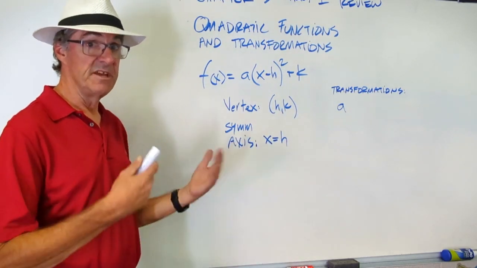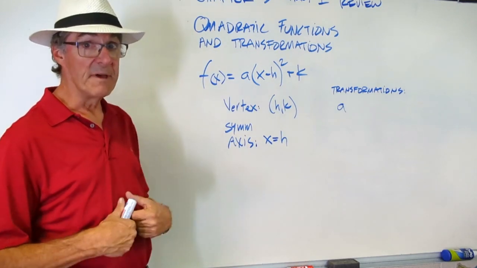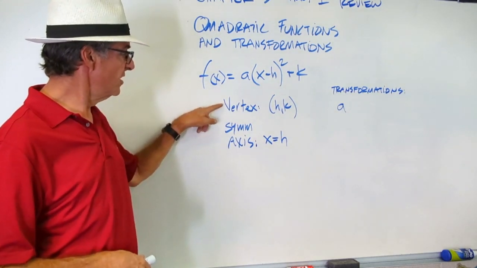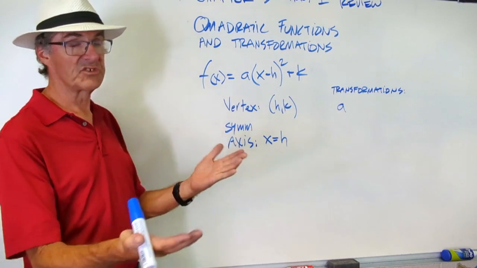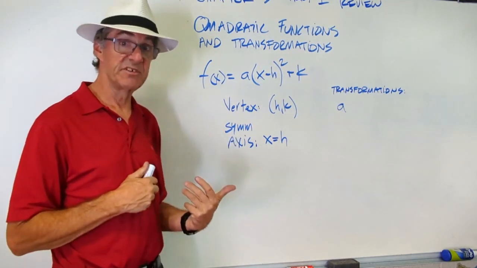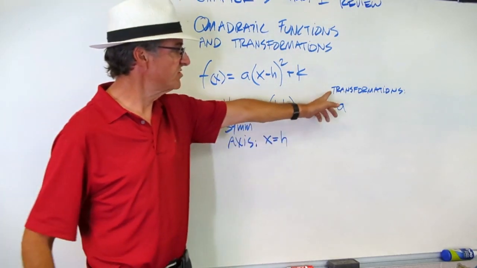So that's the turning point of the parabola. That's where it changes from increasing to decreasing or vice versa. That is either a local minimum or a local maximum. So that's our vertex. We also have a symmetry axis. That's the axis across which the parabola can just reflect itself right onto itself. And I'll put a graph up in a minute. I want to talk about the transformations.